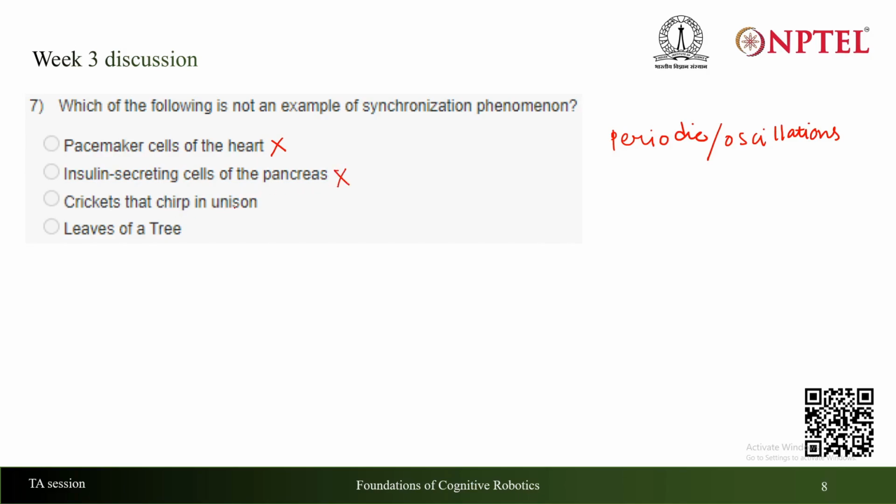Crickets that chirp in unison, so crickets are insects that usually make noise in the evening near bushy areas. Since they are making noise, they are leading to some periodic signals, so therefore synchronization can happen. But leaves of a tree, they do not do any oscillatory activities as such, so therefore leaves of a tree is the correct answer for this question.